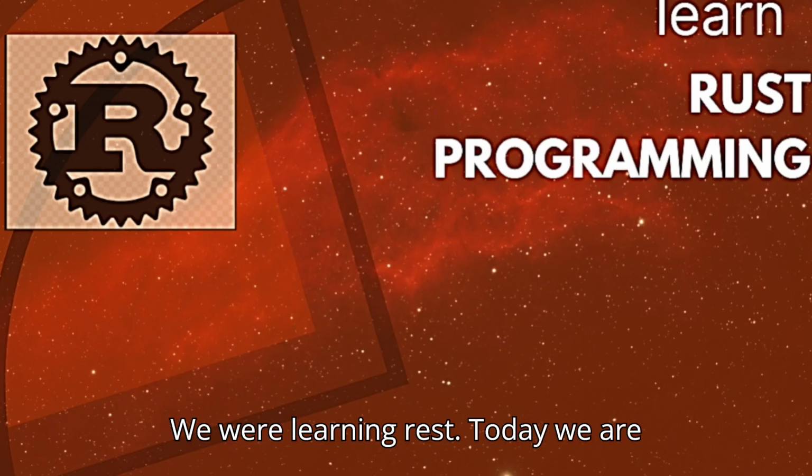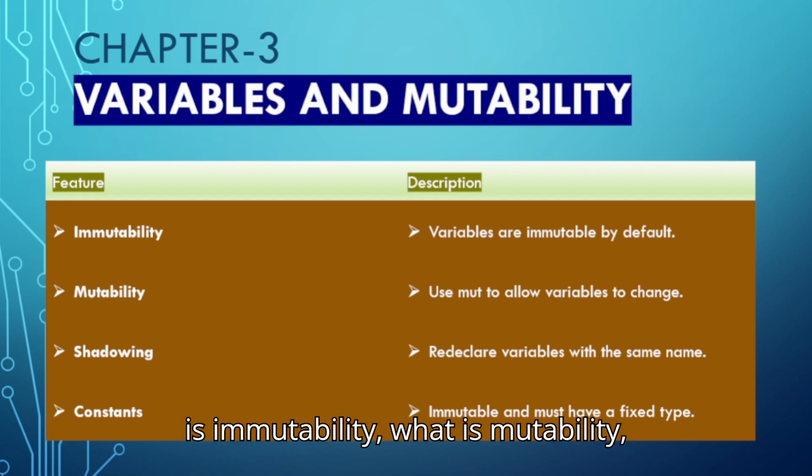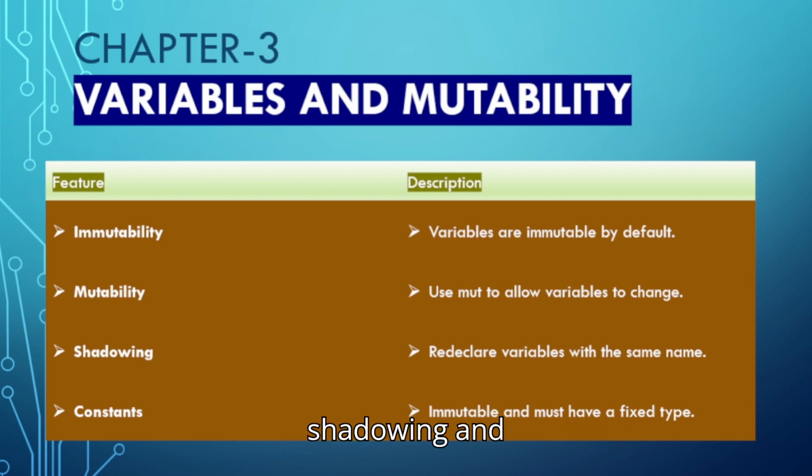We were learning Rust. Today we are going to start our third chapter, Variables and Mutability. In today's lecture, I'll cover what is immutability, what is mutability, shadowing and constants. So without wasting any time, let's get started.